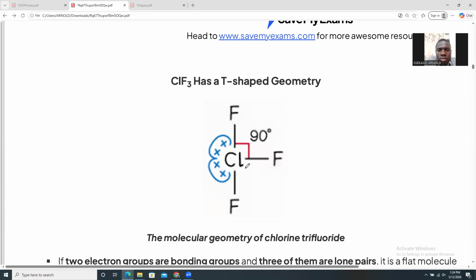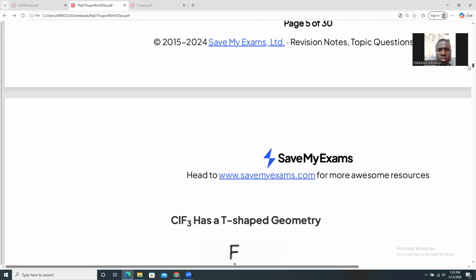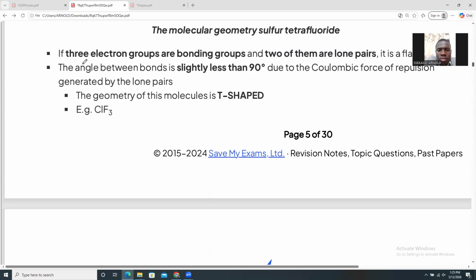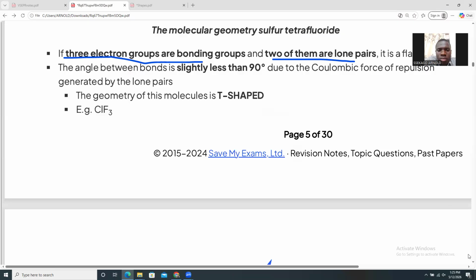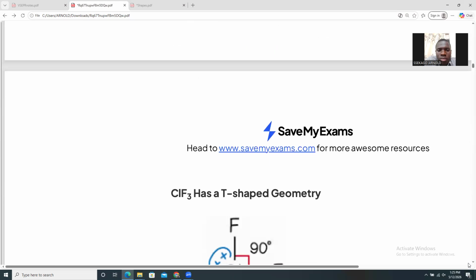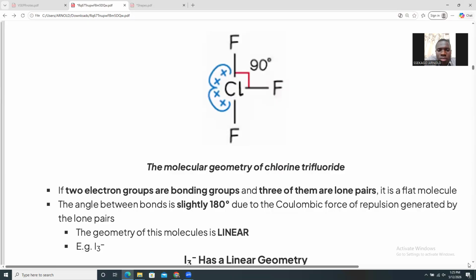You have 3 electronic groups and 2 lone pairs. Those are still 5 things. You have 3 groups and 2 lone pairs, 5 things.